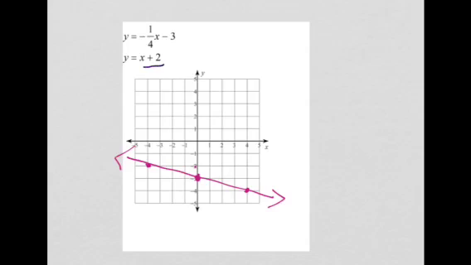Number 2 is x plus 2. So my y-intercept is a positive 2. My slope is an x, which means it's 1 over 1. So if I go up 1 over 1, up 1 over 1, up 1 over 1, you will notice, going that direction, I don't hit my line. But if I go negative 1 over 1, negative 1 over 1, negative 1 over 1, I hit my line.